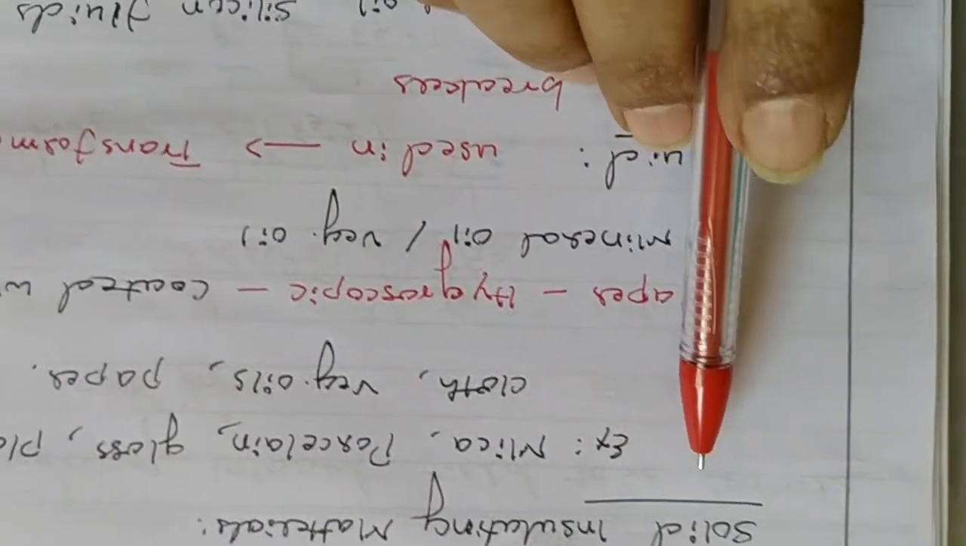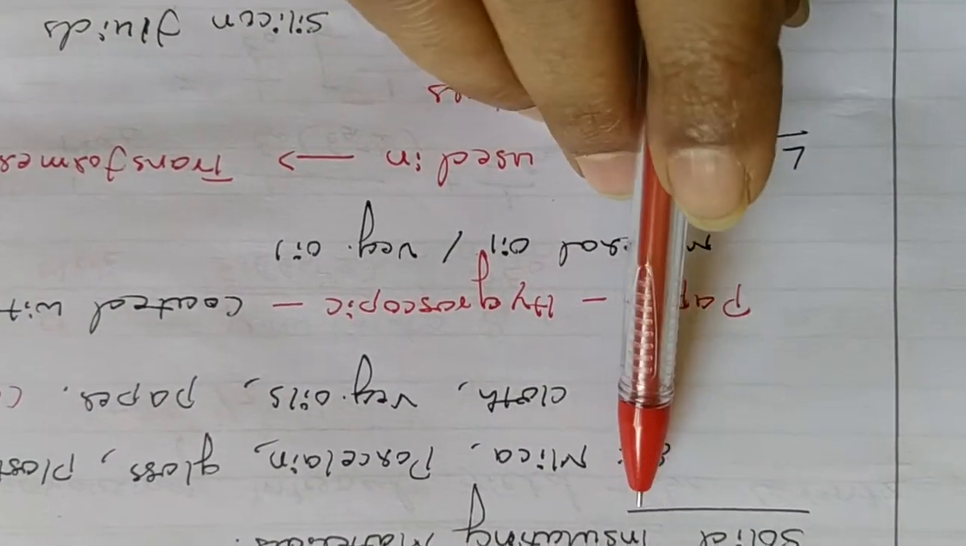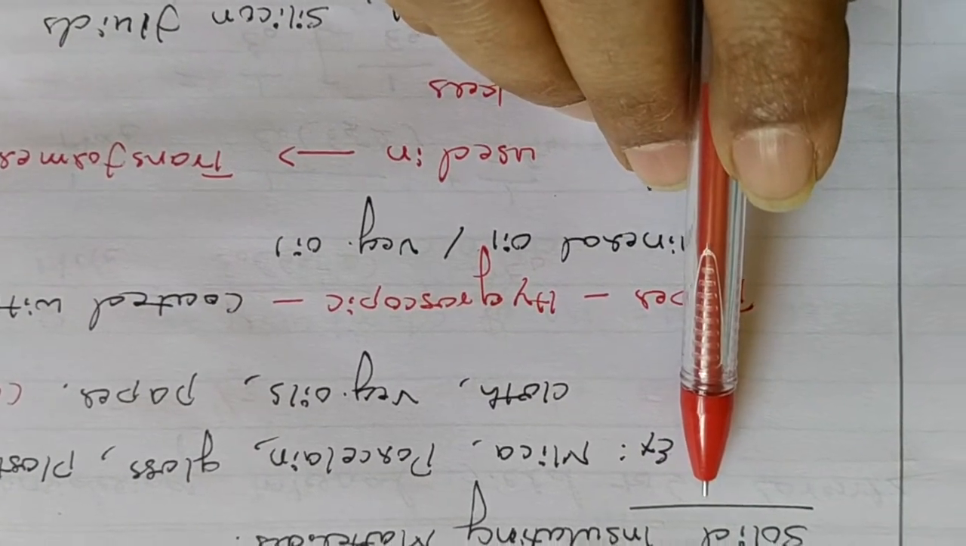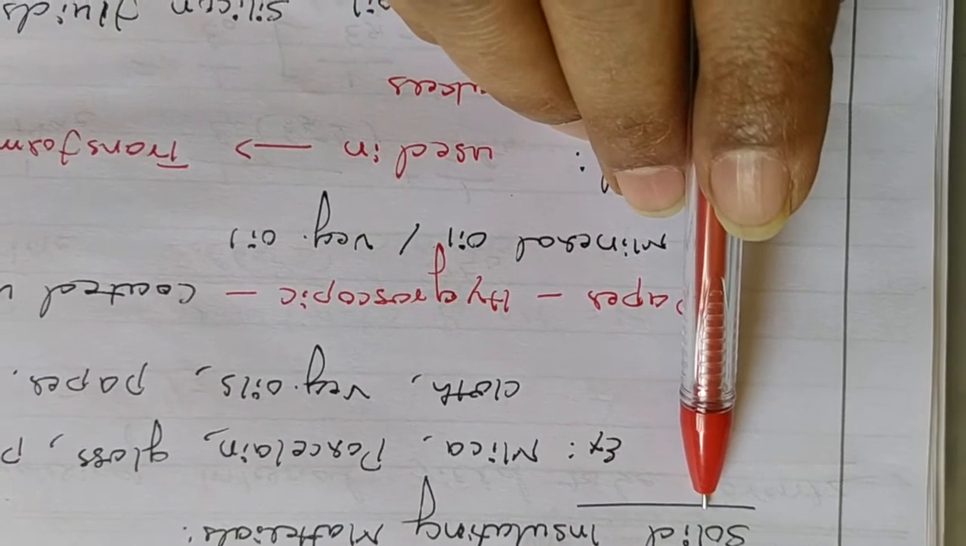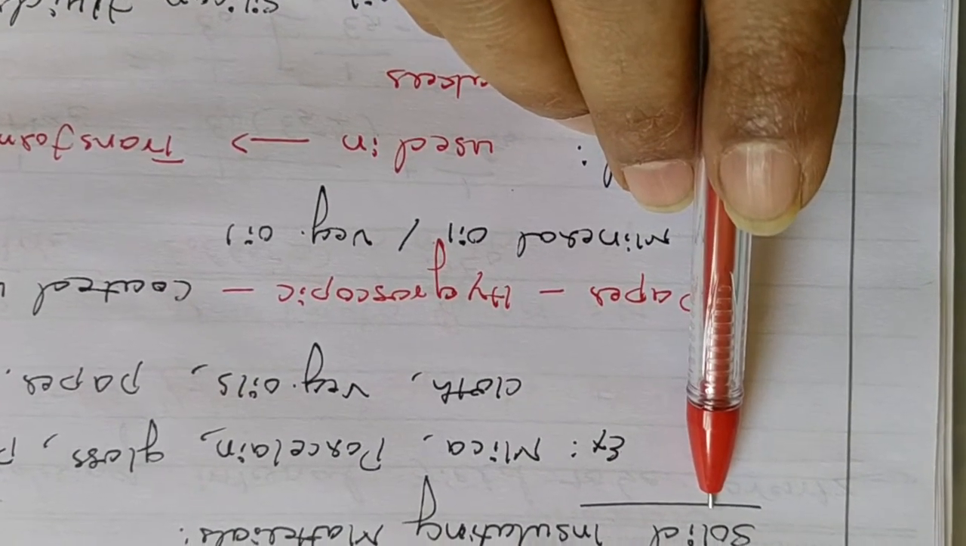Different types of insulating materials are available. These dielectrics are also used as insulating materials for electrical applications. Different types of materials are available, so let us give some examples and where they are used.